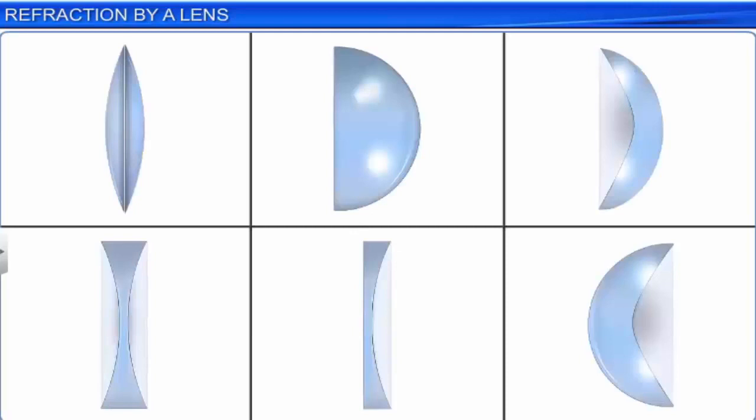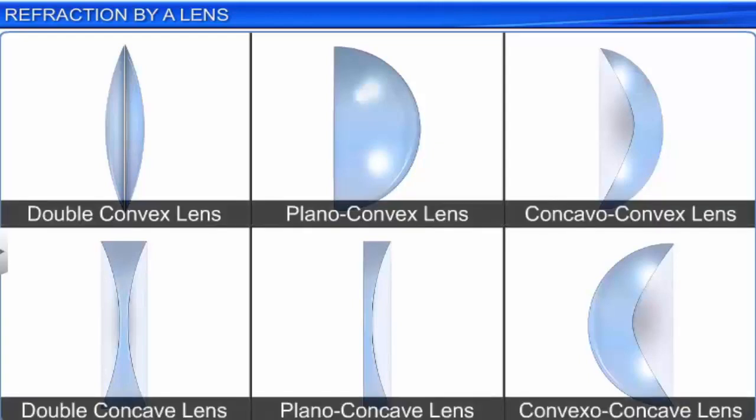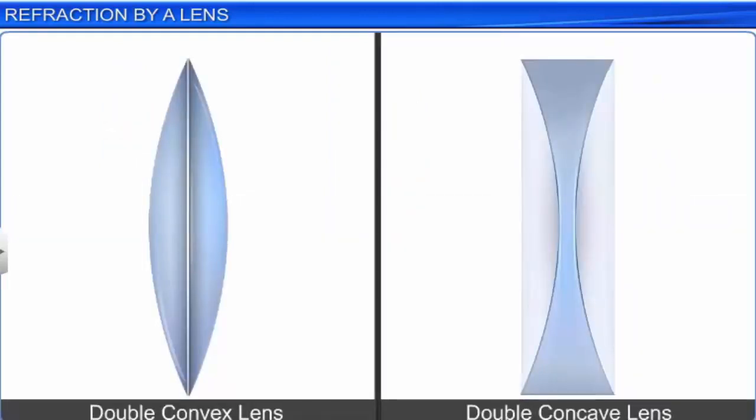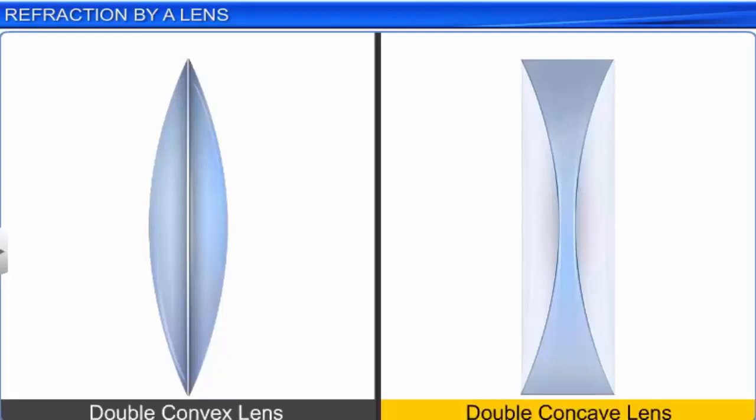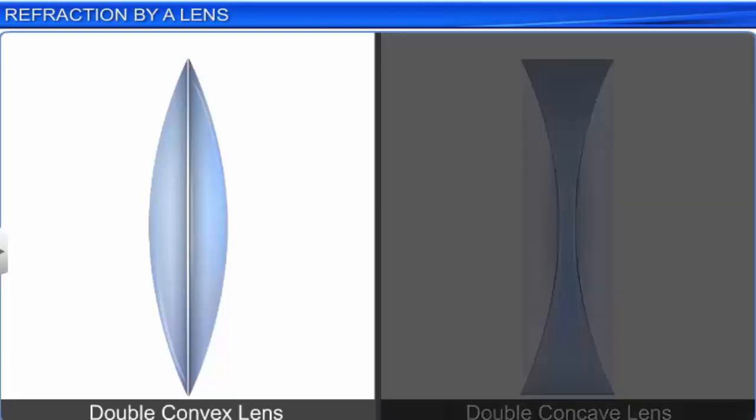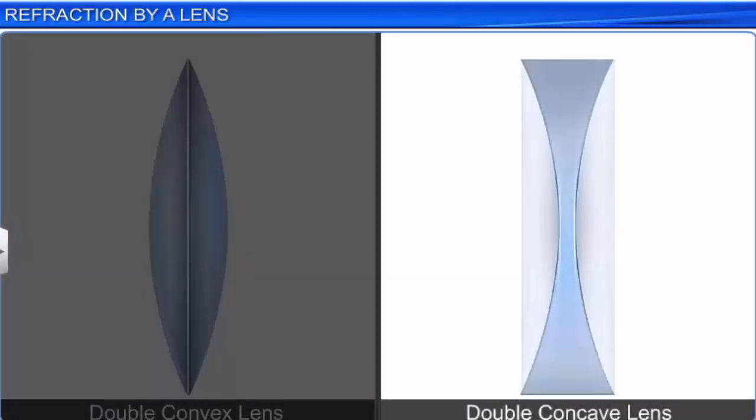Lens is a transparent material bound by two surfaces, of which at least one is spherical. Lenses are classified based on the curvature of the spherical surfaces. Two of the most useful lenses are the double convex lens and the double concave lens. If both the surfaces are convex, the lens is called a double convex or a biconvex lens. And on the other hand, if both the surfaces are concave, then the lens is a double concave or a biconcave lens.